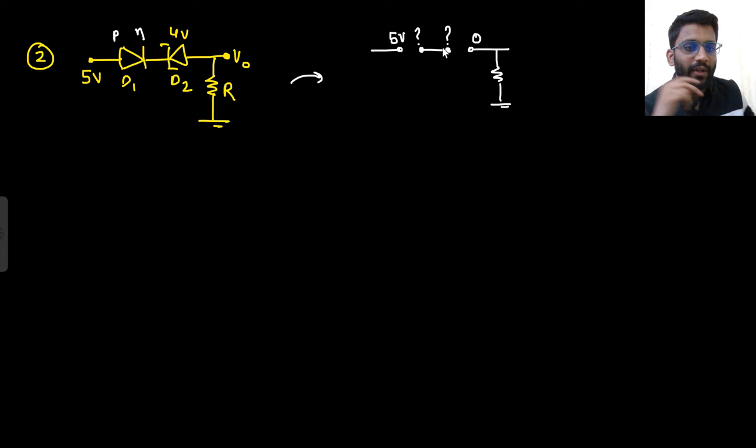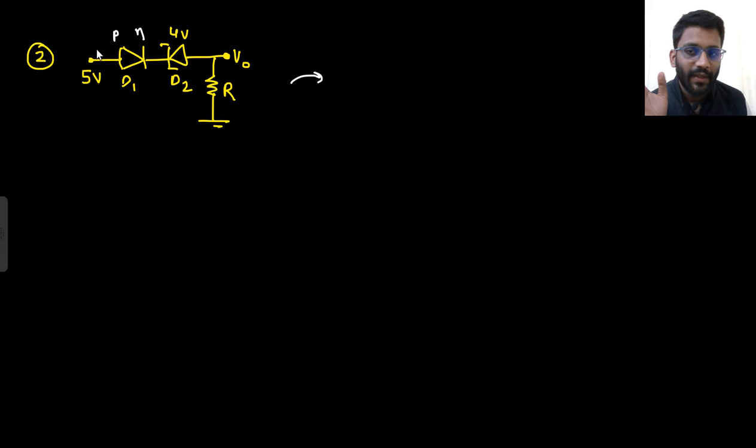So can I say that potential of P is greater than N here? Can I say that with surety? I can't say that, right? Because I don't even know the potential. So I have to assume something. So I am assuming the diode D1 is on. So what it feels like is that P is having more potential, 5 volts.